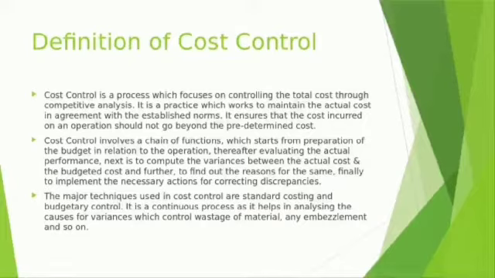Cost control involves a chain of functions which starts from preparation of the budget in relation to the operations, thereafter evaluating the actual performance. Next is to compute the variances between the actual cost and budgeted cost, and further to find out the reasons for the same. Finally, to implement the necessary action for correcting discrepancies. The major techniques used in cost control are standard costing and budgetary control.